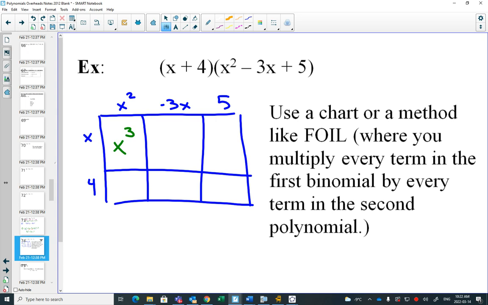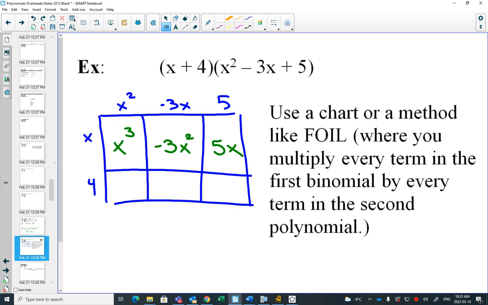How do you multiply monomials? You have to multiply the coefficients, so minus 3 times 1 would still be minus 3. You have to multiply your variables. X times x would be x squared. And the third one, 5 times x. That's just 5x.